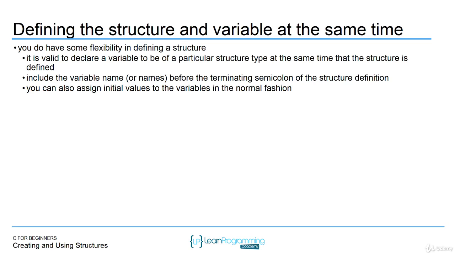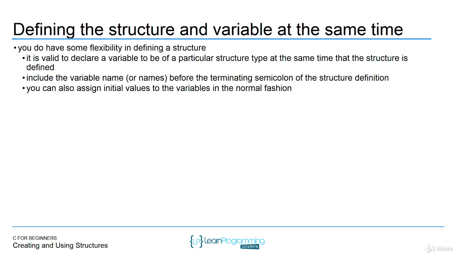You can actually define structures and declare variables in the same line, and you can also define anonymous structures or no named structures. So there's a lot of flexibility. It's valid to declare a variable to be part of a particular structure at the same time that you're actually defining the structure. You can put the name of the variable at the bottom. I'll show you how to do that. Include the variable name or names before the terminating semicolon of the structure definition.